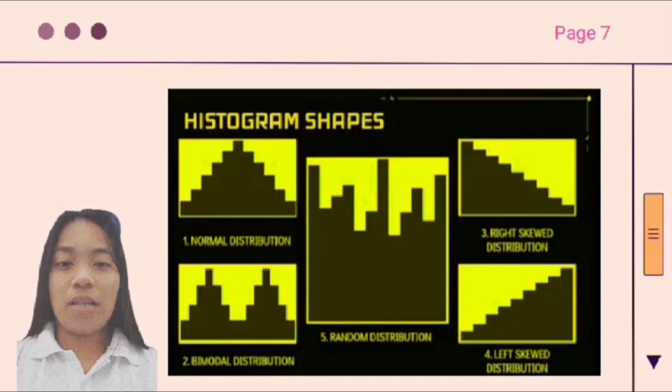The last is the random distribution. A random distribution lacks an apparent pattern and has several peaks. In a random distribution histogram, it can be the case that different data properties were combined. Therefore, the data should be separated and analyzed separately.